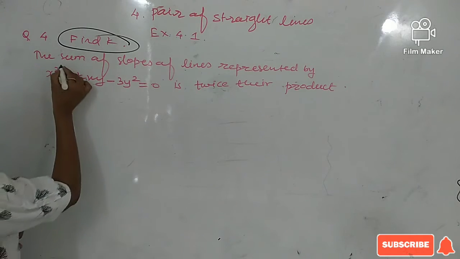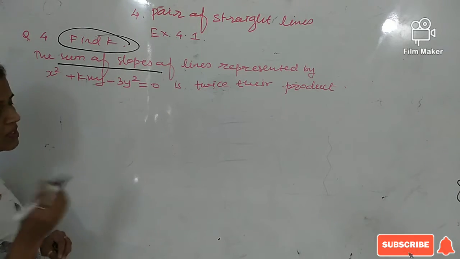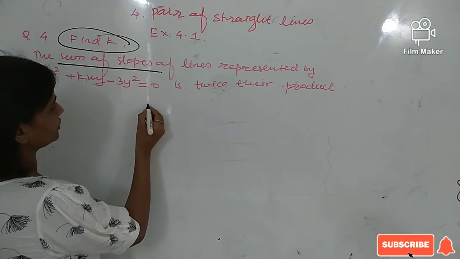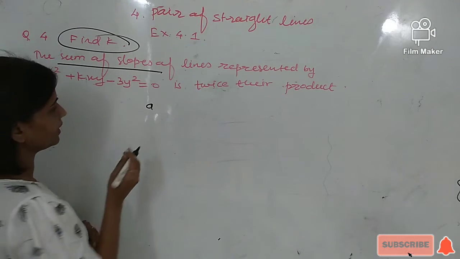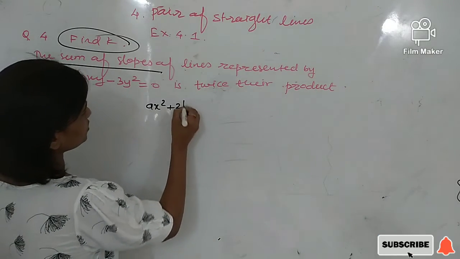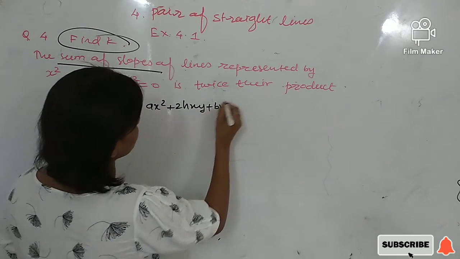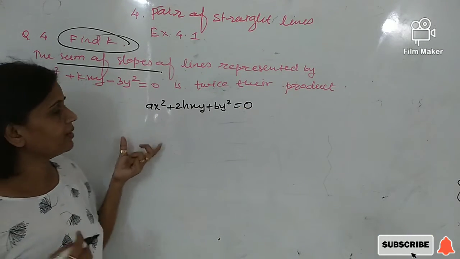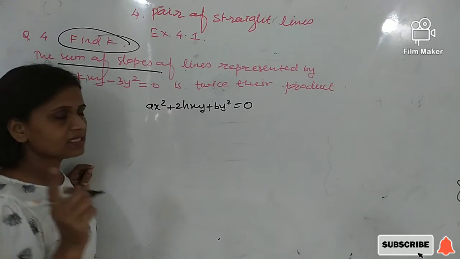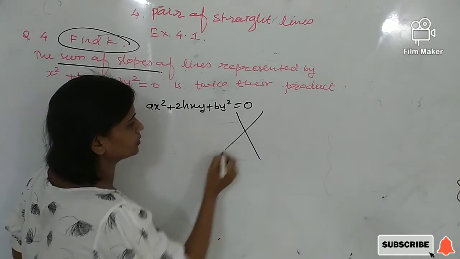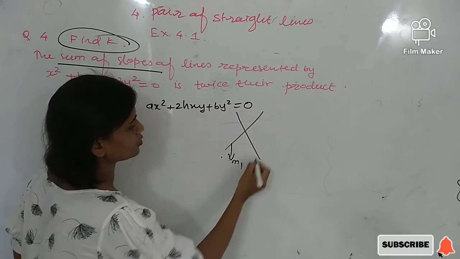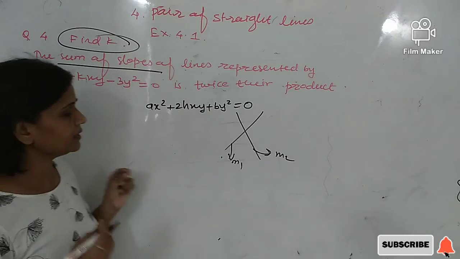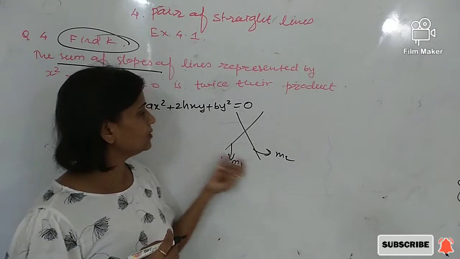What is the condition? That the sum of slopes. Now sum of slopes means what? If I take the standard joint equation of lines, ax square plus 2hxy plus by square is equal to 0, this equation represents the joint equation of lines, and it represents two lines. Suppose one line has slope m1 and the other line has slope m2. Then there is a relationship between the sum of slopes and the product of slopes.